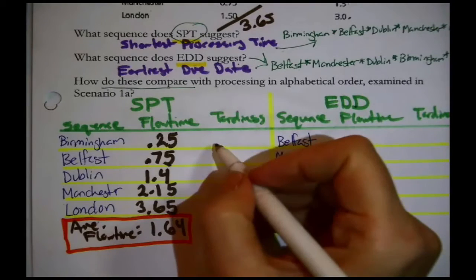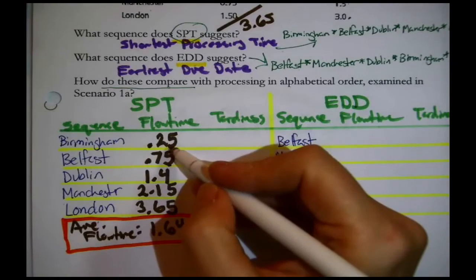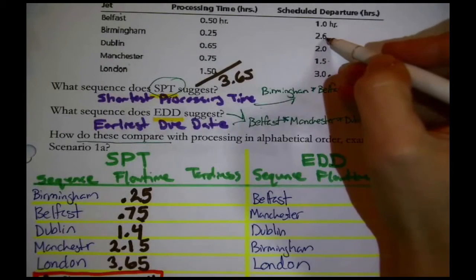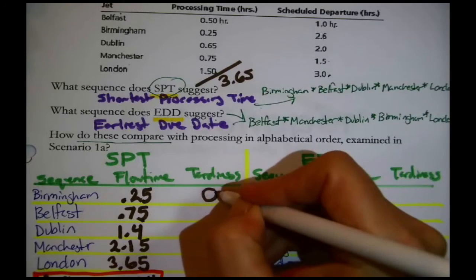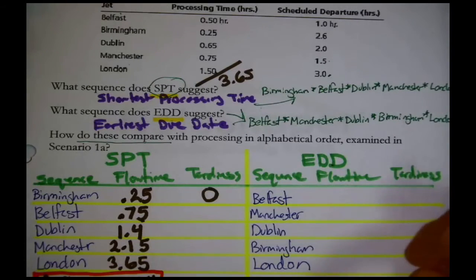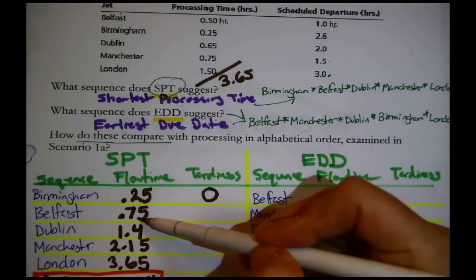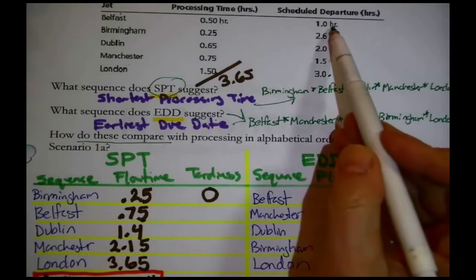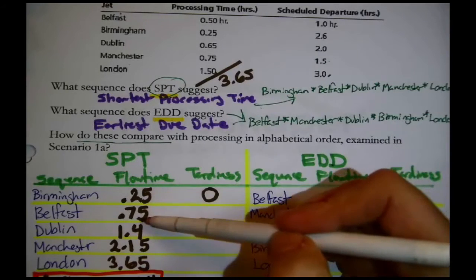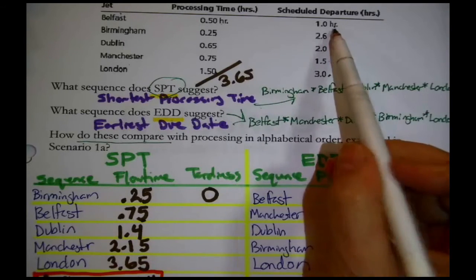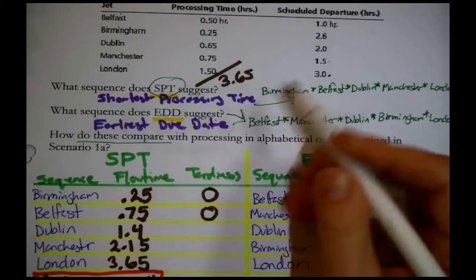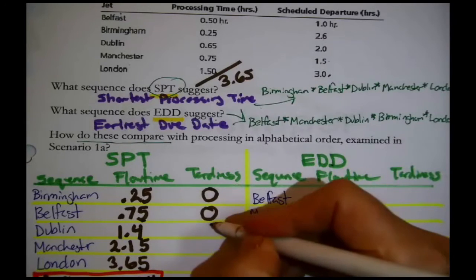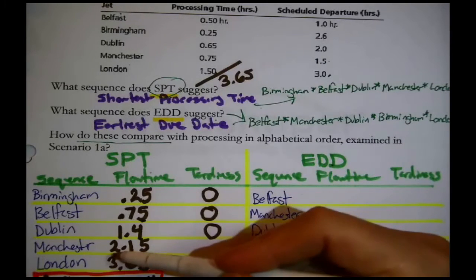Next, tardiness. Okay, Birmingham will be done in 0.25 hours. I dash up here and look that Birmingham is scheduled to depart in 2.6 hours. It is going to be ready in more than enough time, so the tardiness is 0. Belfast, flow time is 0.75. Belfast, scheduled to depart in 1 hour. Flow time is smaller than due date, 0. Dublin, 1.4 hours is when it will be finished. Dublin, scheduled to depart in 2 hours. It's not tardy either.